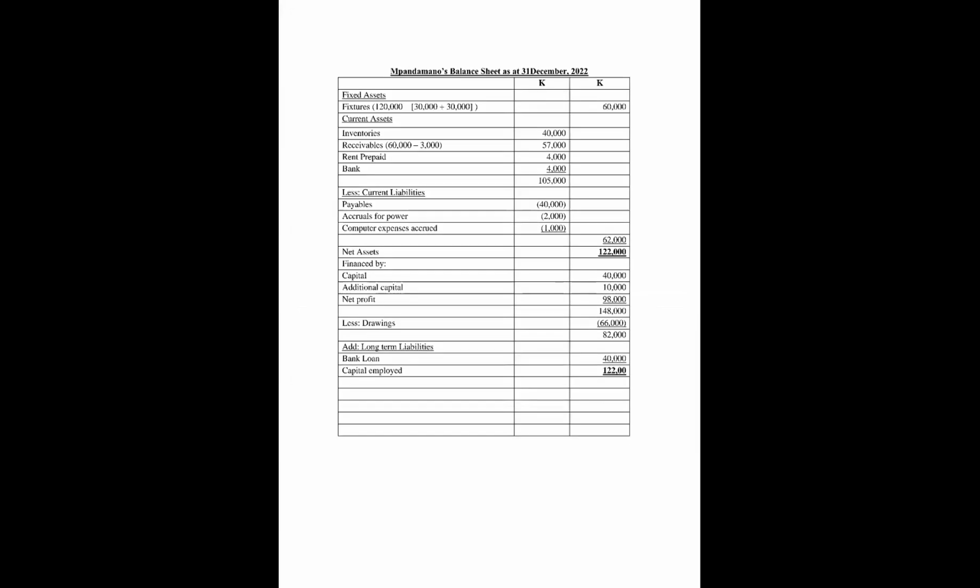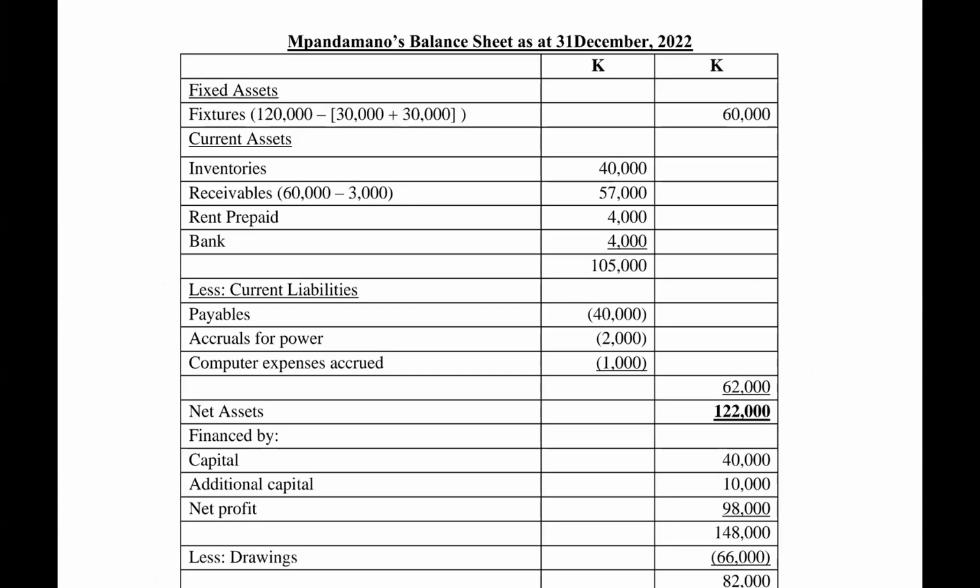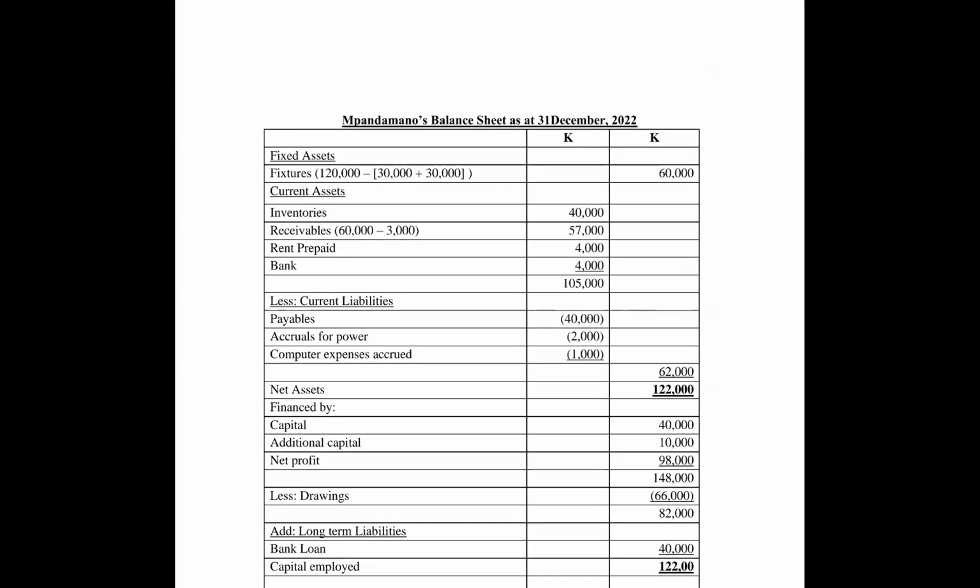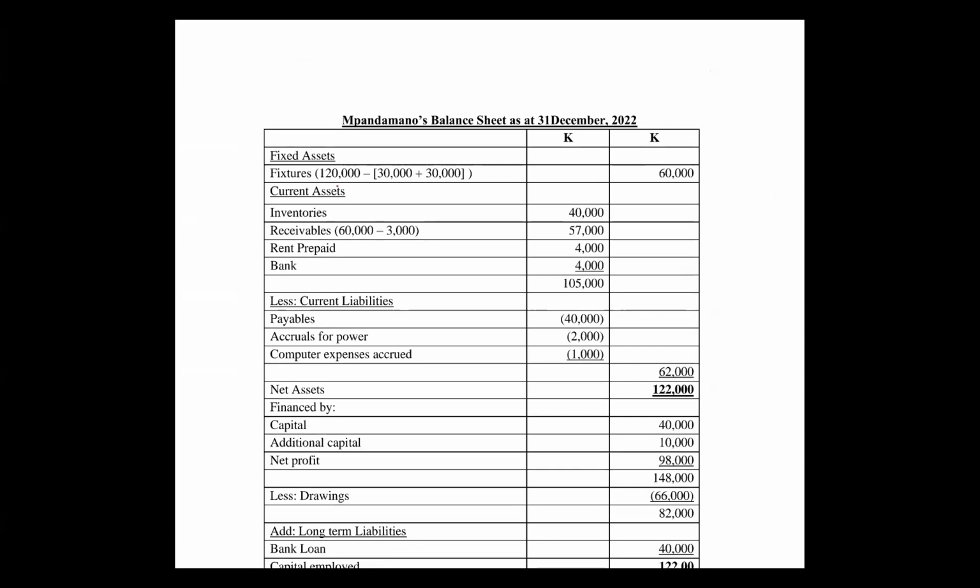Let's go to the balance sheet. This is what I was saying. I said when you reach the balance sheet, you start with non-current assets. According to the formats I gave you, you do cost of the fixtures minus total depreciation. This is the depreciation I was talking about. You deduct it. So the remaining value is 60,000. But since we only have one non-current asset, the fixtures, then you are done. You go to current assets.